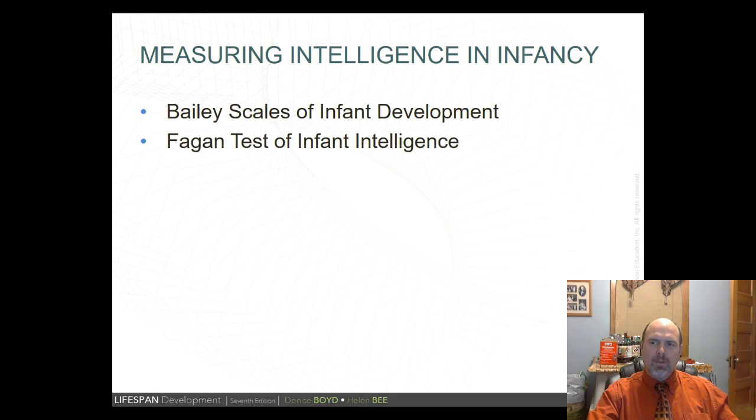But overall, the key thing to take a look at is every child develops at different rates. Don't panic if they don't seem to be fitting this developmental stage at this time, because they all eventually catch up to each other unless they have some sort of cognitive delay.